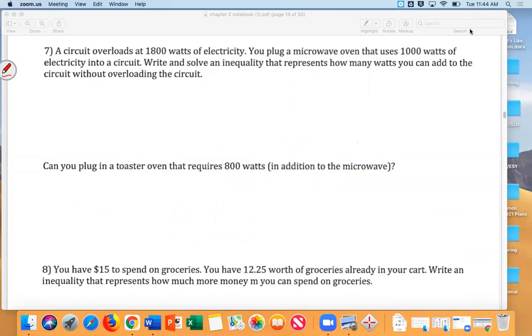Ellie, this one we don't have a toaster oven, we have a microwave oven. So how many watts does the microwave oven take? I don't know. Wait, for a microwave? Yeah. That's 1,000. So 1,000 watts plus some other watts needs to be less than what? At what number does my circuit trip? 1,800.